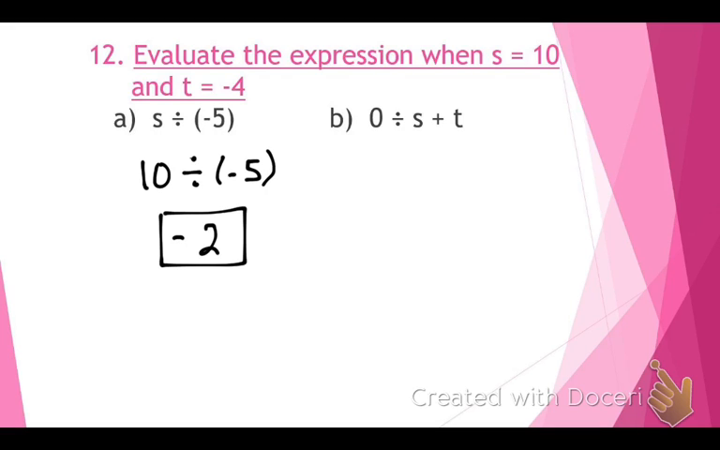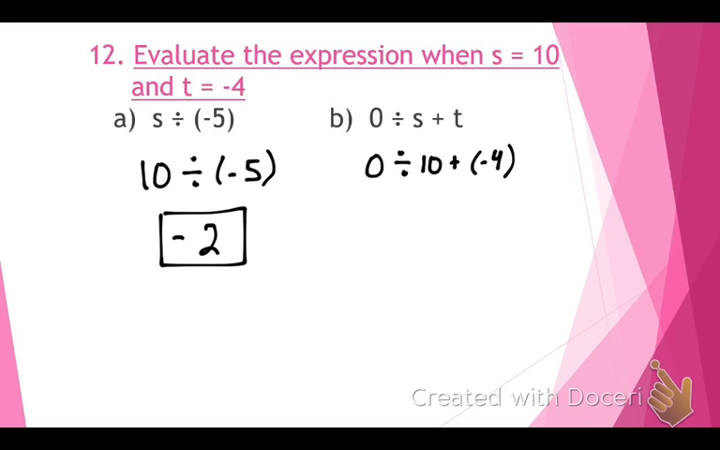All right, last one. Emma, plug it in. 0 divided by 10 plus negative 4. Very good. Once again, I'm putting parentheses here, not because I'm supposed to multiply, but because it shows me that that's a negative number.